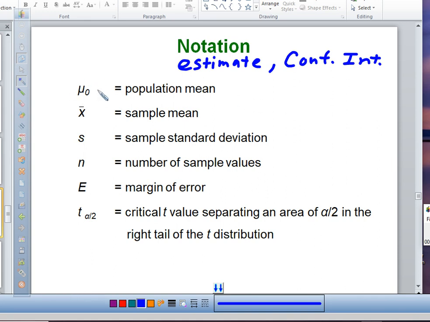So what are we trying to estimate? The population mean, mu or mu naught. What are we trying to estimate it with? The sample mean, x bar. The mean we get from our sample is our best guess for the population mean. It's our best point estimate, x bar. And then s is our sample standard deviation. n is our sample size, the number of numbers. E is our margin of error. And our critical value, CV, is our t-score. So it's the number we get from our t-table.